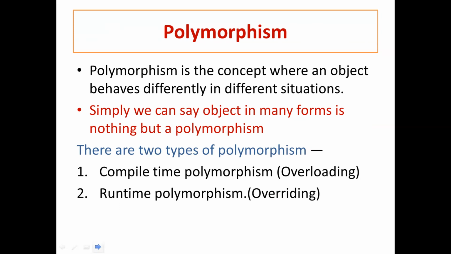Compile-time polymorphism is implemented by using overloading concepts in C++, that is, operator overloading and function overloading. By using those, we implement compile-time polymorphism in C++, whereas runtime polymorphism is achieved by using function overriding. We'll discuss these overloading and overriding concepts in depth when we discuss the polymorphism concept.